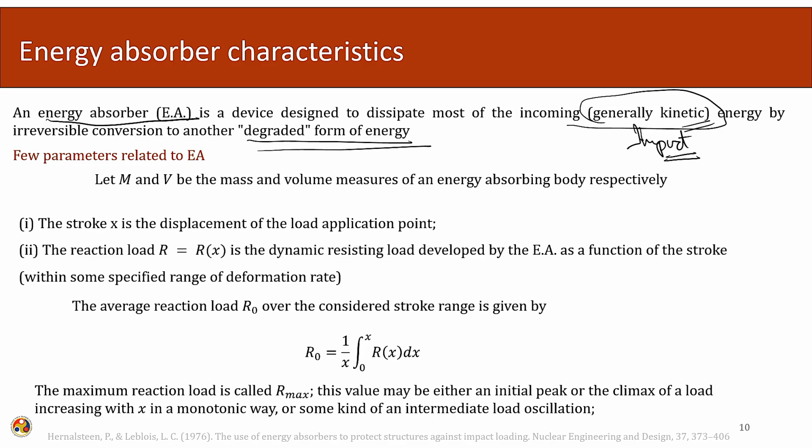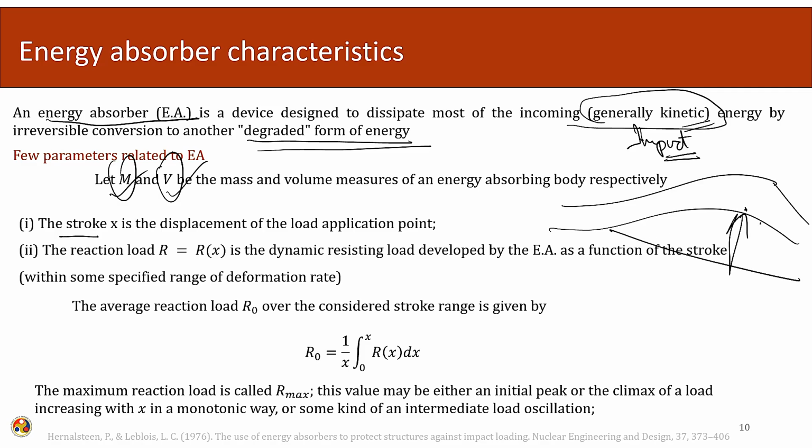A few parameters related to the energy absorber. Let us say a mass and a velocity, with capital M and capital V being the mass and the volume measure of the energy absorbing body respectively. We define one quantity as stroke, and the stroke is defined as the displacement of the load application point. So, if this is the load application point, then this becomes my x. At the load application point, what is the deformation, or what is the displacement in the energy absorber?